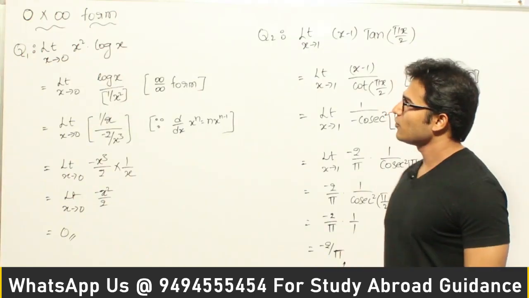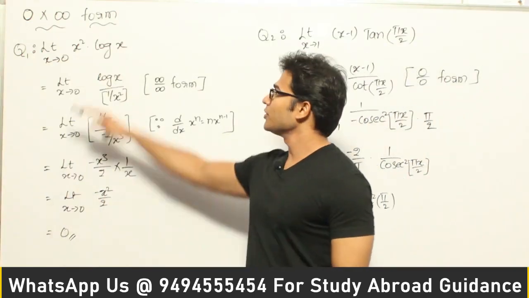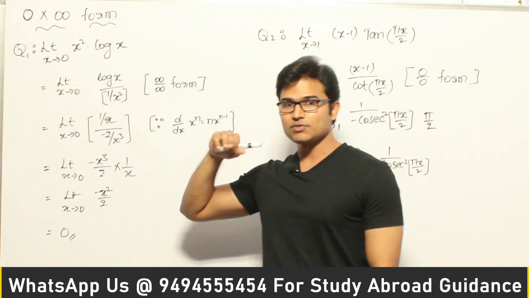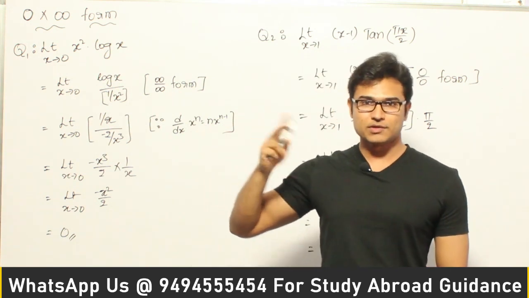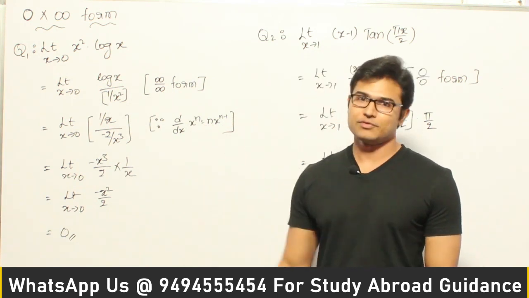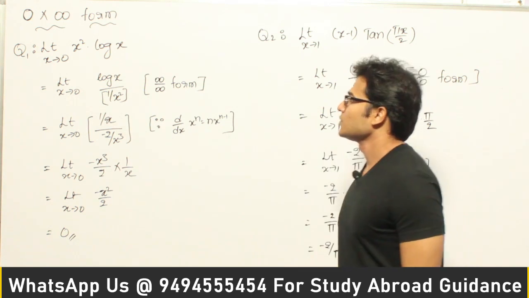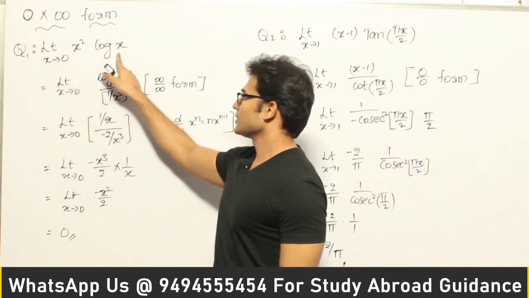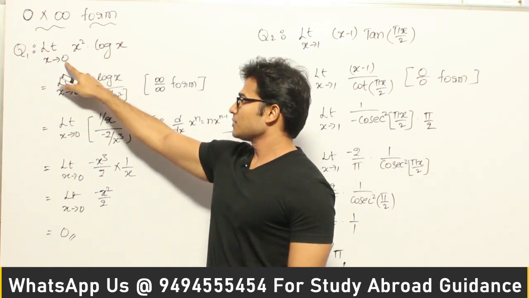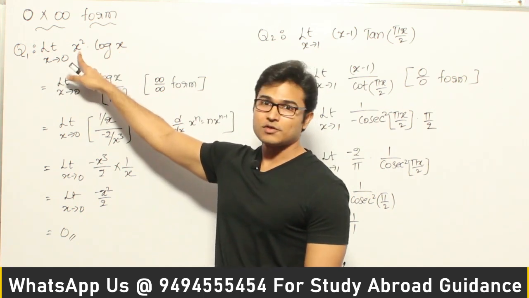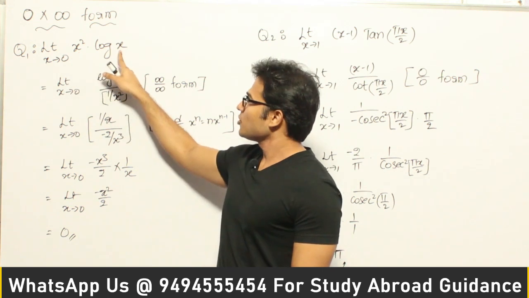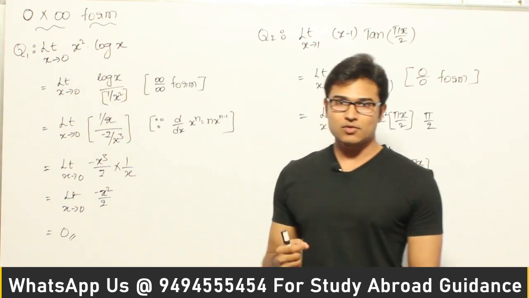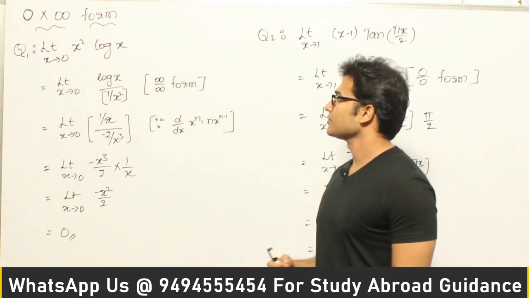Now one other form of indeterminate form is 0 into infinity. Whenever you have this form, we either convert it to 0 by 0 or we convert it to infinity by infinity and then try to solve it. So in this example, limit x tends to 0, x square into log x is given. If you try to substitute 0 in place of x, you are going to get 0 here. And what about log 0? It is infinity. Therefore you are going to get 0 into infinity there, right?